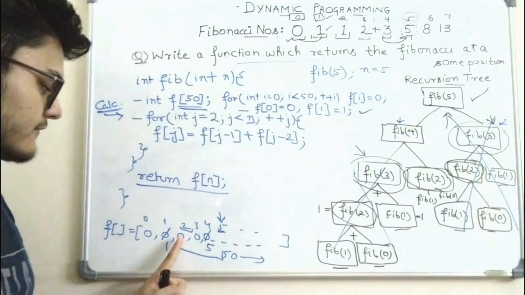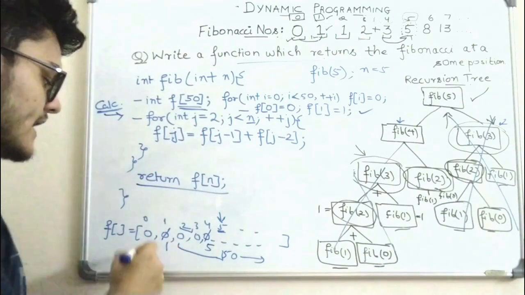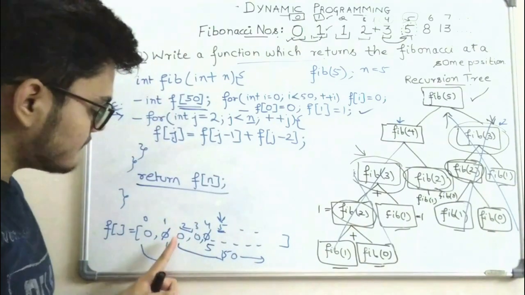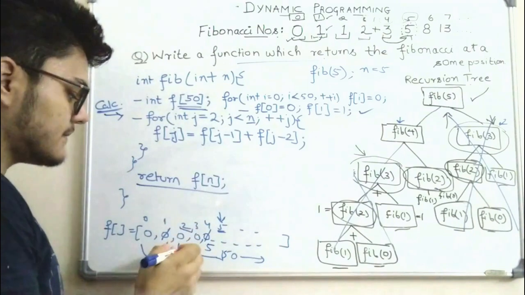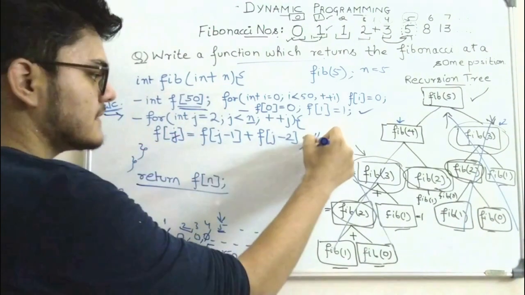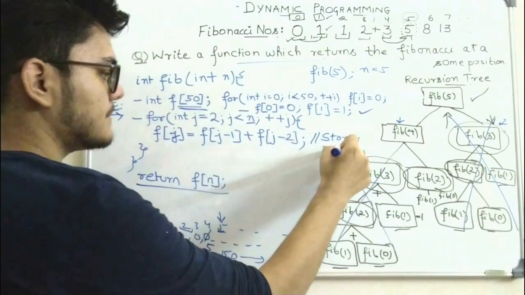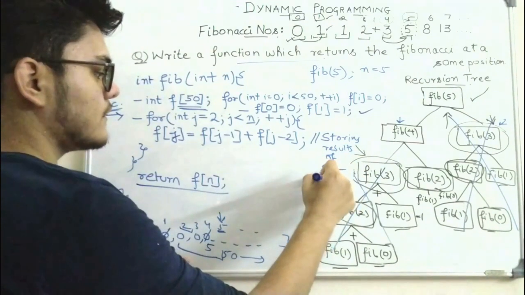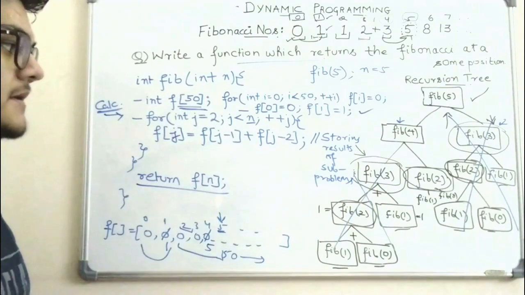So we are going to iterate from this position, which is the second position. Since we have already calculated these two positions, we do not need to recalculate them. Then we will move from the second position till the nth position. At each step I'm going to store the result. You can see that this is basically storing the results of subproblems. So this is basically dynamic programming.